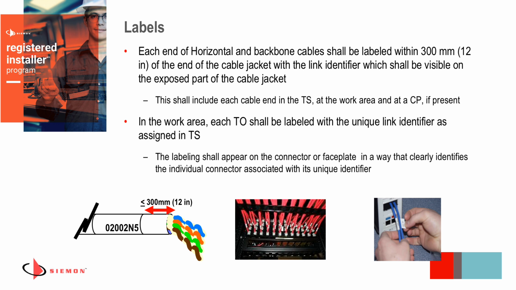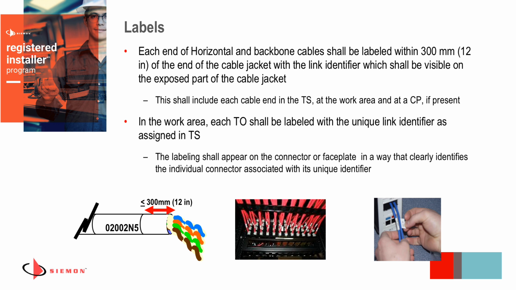For the cables themselves, each end of the horizontal and the backbone cables has to be labeled within 12 inches of the end of the cable jacket with that unique link identifier, which needs to be visible on that jacket. So if you have it terminated onto a patch panel, you want to make sure it's not rotated out of place. You don't want it in the wall or in a conduit. It's got to be visible on the exposed part of the cable jacket. So that's going to happen both in the telecommunications space, like your telecommunications room, as well as the work area and consolidation point if you're using that.